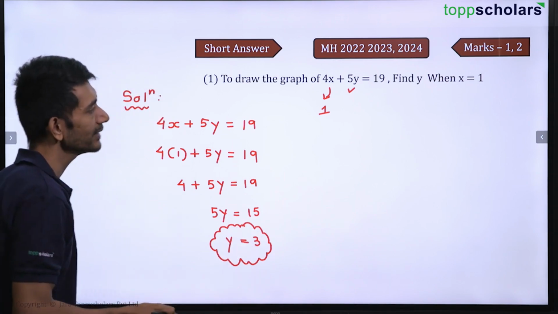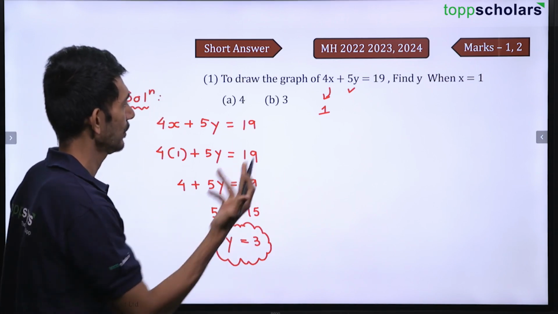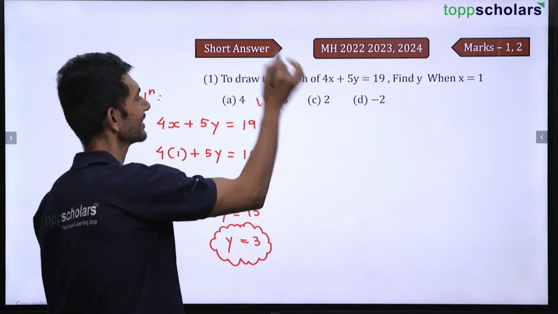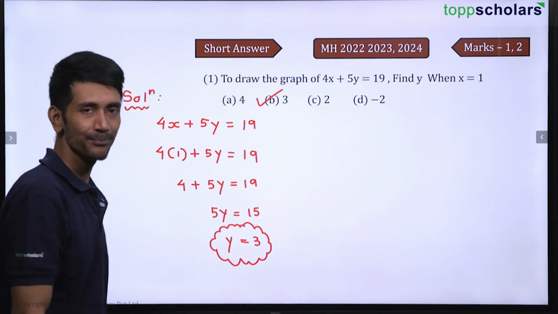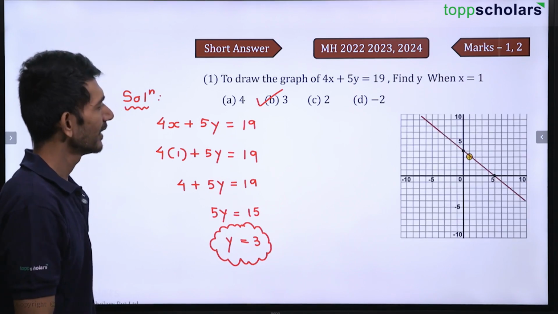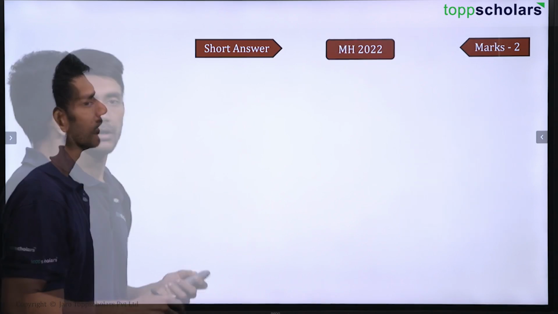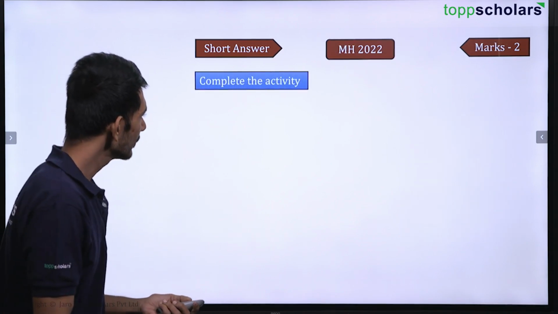So the value of y is 3. That's it. Okay, we have options. Do we have 3? Yes, we have 3. 3 is the correct answer. Simple. And then we have the graph as well. Let us have a look at a new question now.